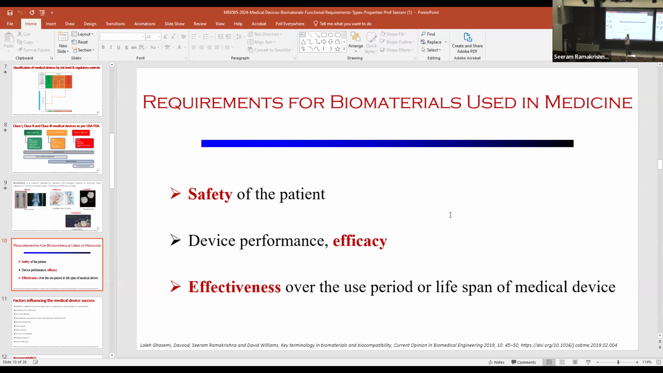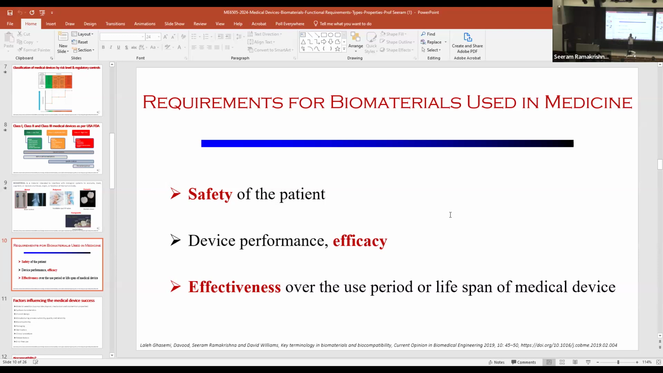That's it. If it is not safe for the patient, any story you tell to convince them is not acceptable. Period. You can say, I worked so hard and wasted 10 years of my life designing this, please accept it. No, they don't care. It has to be safety of the patient. It's a must. The second one, after safety, is device performance.